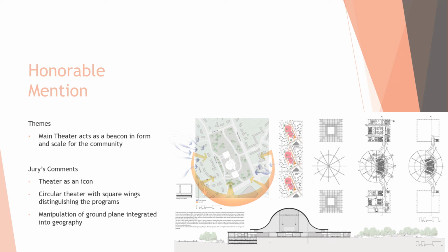The second honorable mention used the main program as its focus for concept and form. Using the main theater as a beacon in form and scale for the community, it rises out of the center of two juxtapositioning forms, manipulating the ground plane within the buildings to recess the flanking buildings into the site to further highlight the main program and idea.